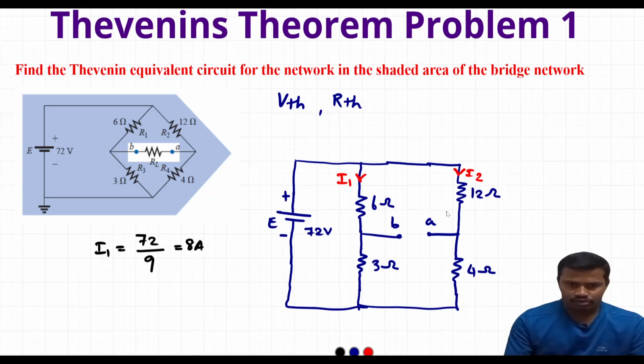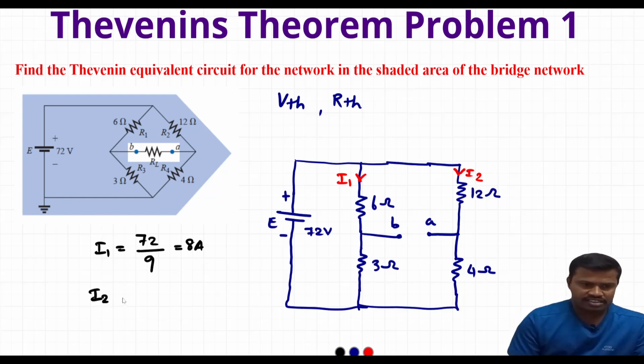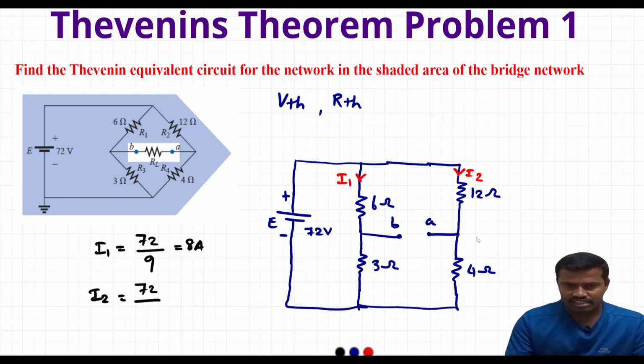Now the current flowing through the 12 and 4 ohm resistors is I2. In the same manner, the voltage across the 12 and 4 ohm resistors is 72 volt, and the total resistance is 12 plus 4, 16, so I2 is equal to 4.5 amps. Now we can write I1 is equal to 8 amps and I2 is equal to 4.5 amps.